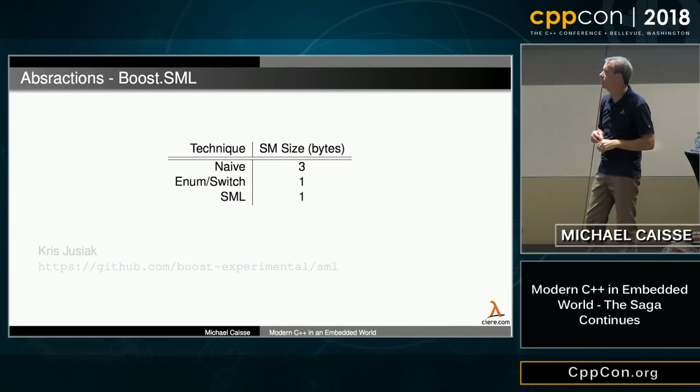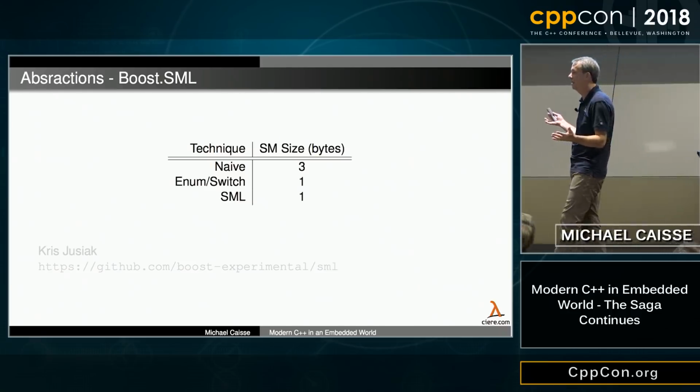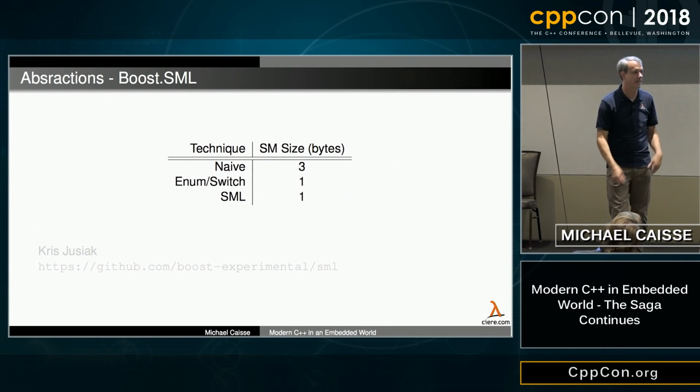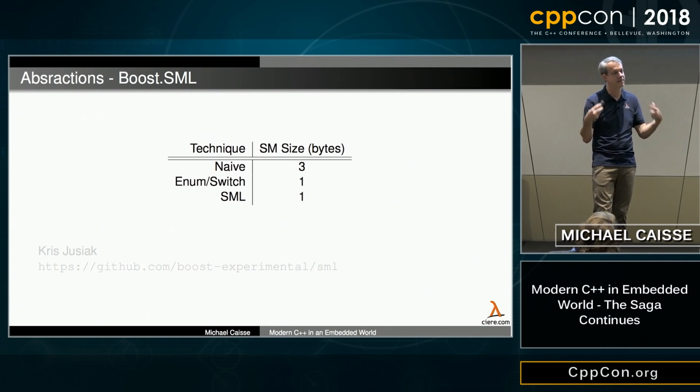So a naive implementation takes 3 bytes of data of what we saw before, the enum1 and sml1. That's going to compile down to something that's the same as if I hand-coded it. That's pretty impressive.